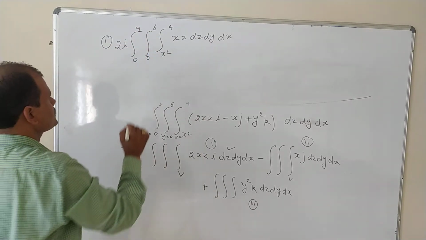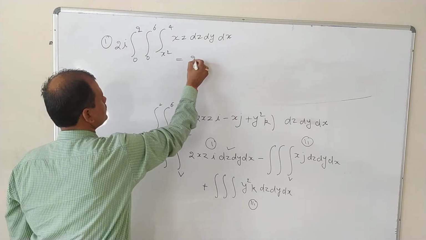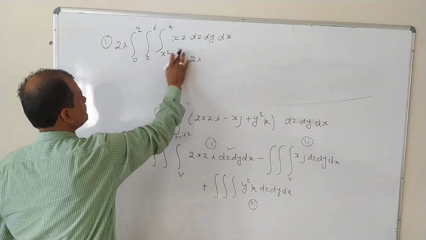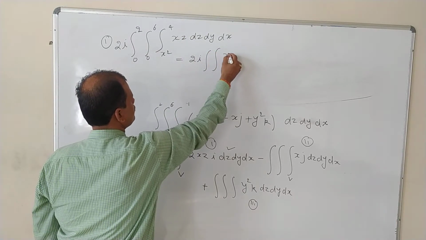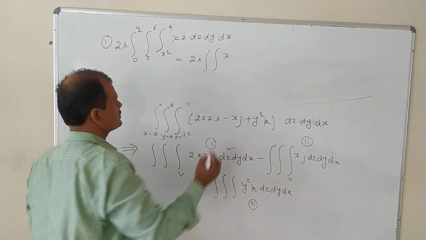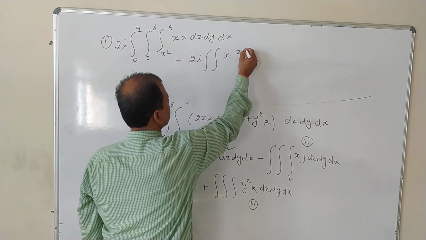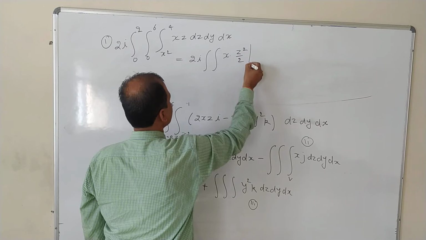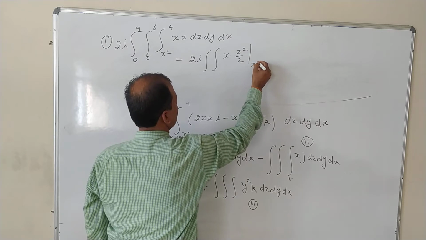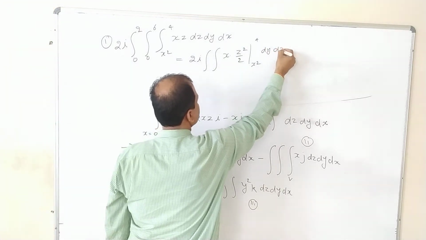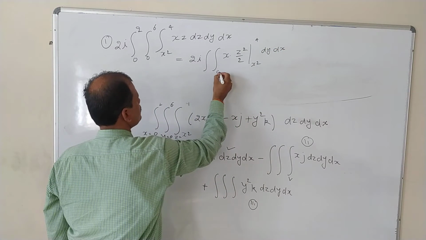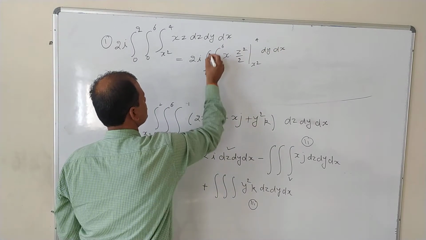Okay. So this will be your 2i, and we integrate with respect to z. So we get, x is constant with respect to z, so we get z square by 2, right? z square by 2, and the limit will be x square to 4, dy dx. Here 0 to 6, 0 to 2.